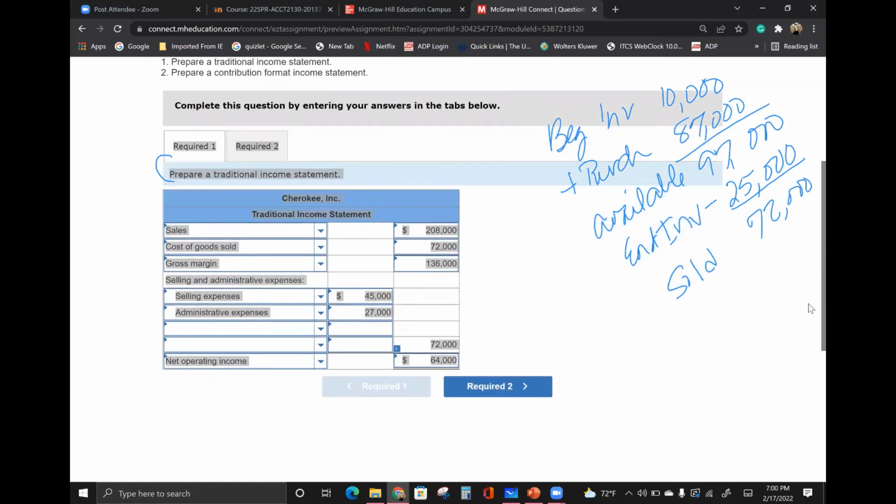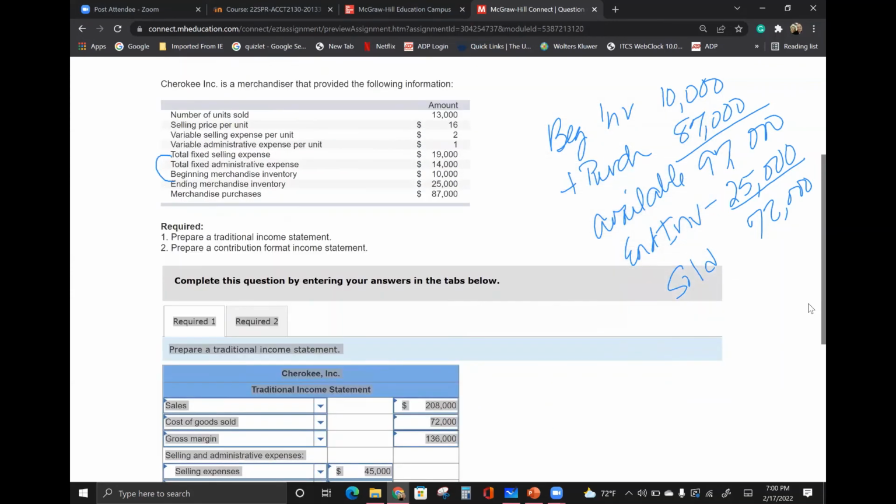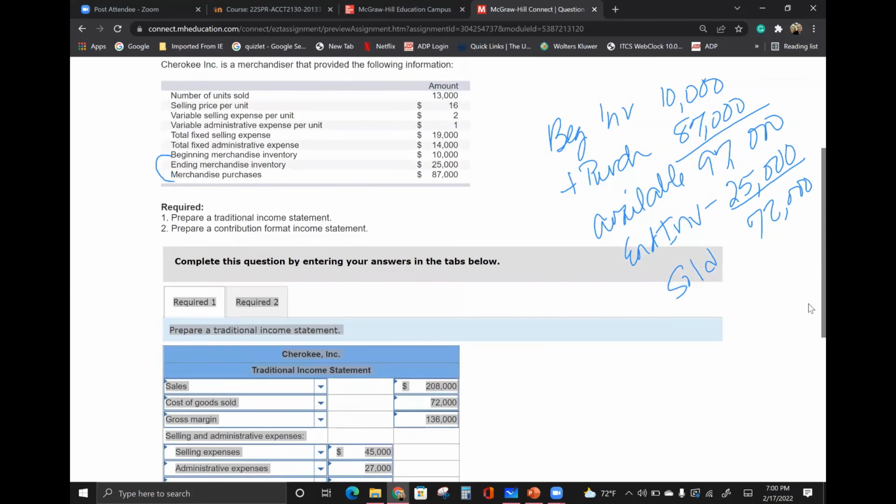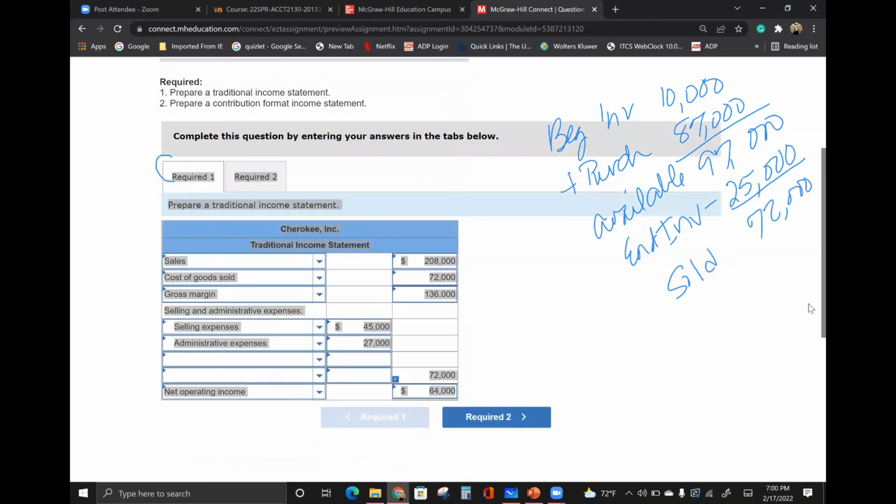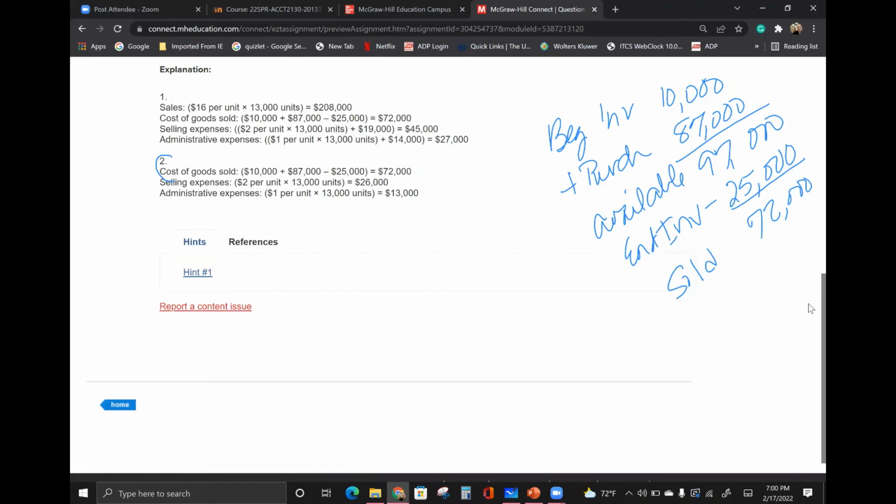Now we have selling expenses. So you go back up here to determine my selling expenses. I have total fixed selling expenses of 19,000, total fixed admin expense of 14,000. But then I also have variable selling expense per unit. So I have to add that to the fixed. So just think about that formula that we learned: the fixed cost plus the variable cost, which is per unit, and then how many units. So we're going to take the price per unit and multiply it by the 13,000.